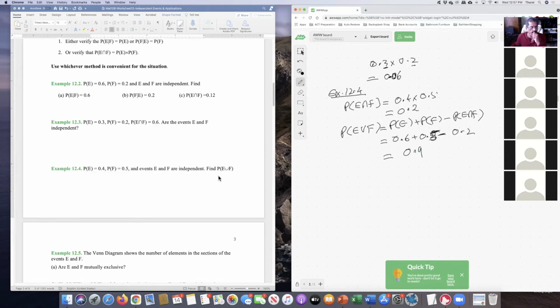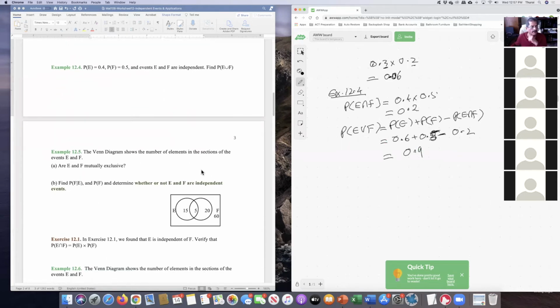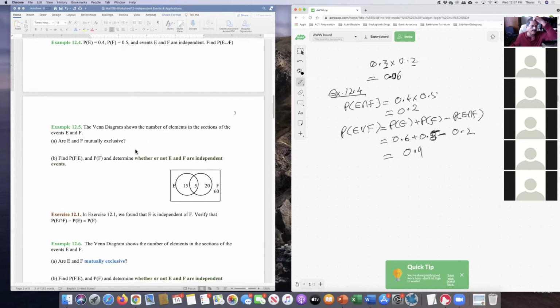All right, so let's go to the next one. 12.5 says the Venn diagram shows the number of elements. So in the Venn diagram, we see the number of elements in each section, and we can add up everything to get the sample space. That's 100. There are 100 elements in the sample space.